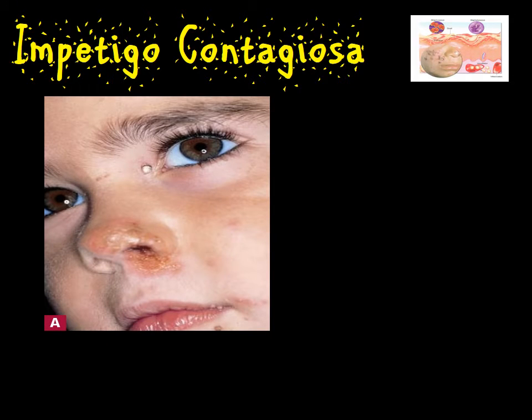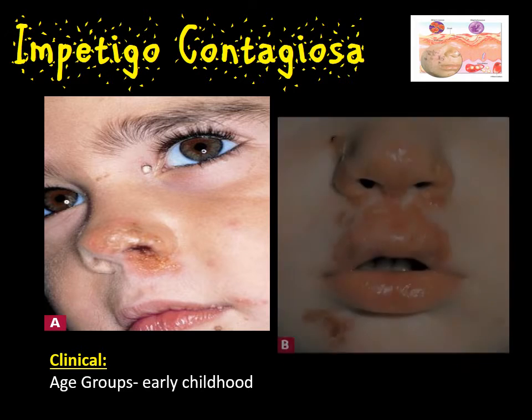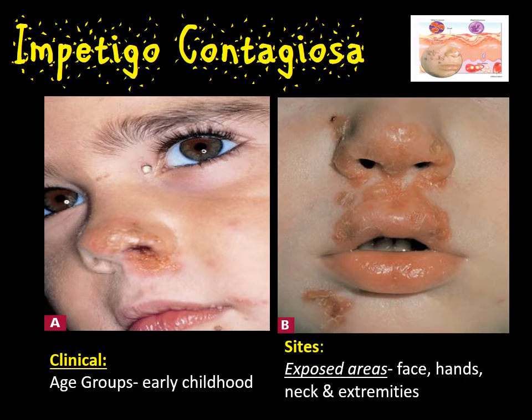This acute, highly contagious infection of the superficial layers of the epidermis is primarily caused by Streptococcus pyogenes and Staphylococcus aureus. Children commonly have multiple coalescing lesions on their face and extremities or in areas with a break in the natural skin defense barrier.